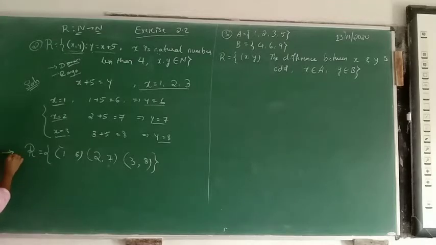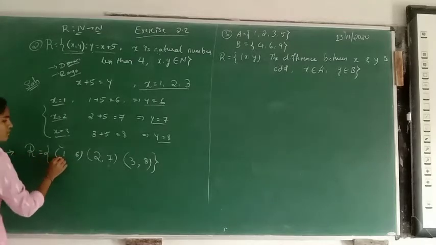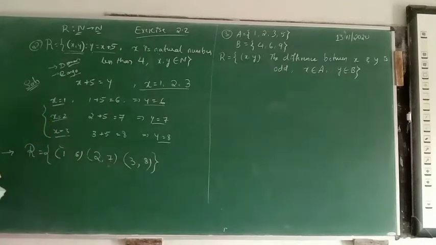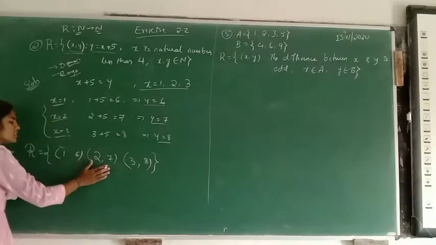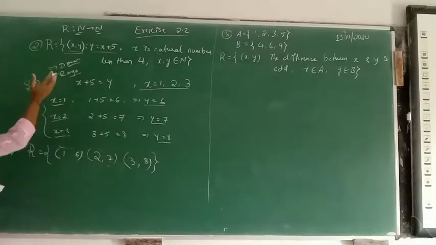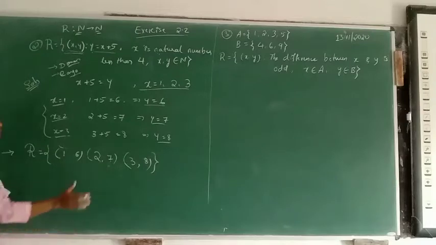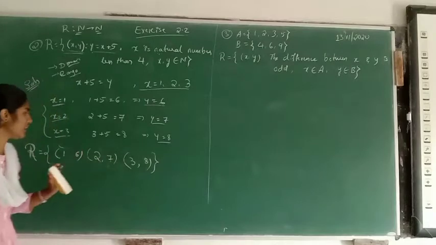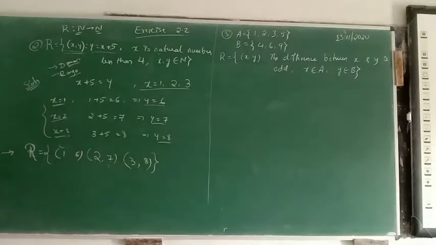So this is a relation that is the ordered pairs of 1, 6, 2, 7, 3, 8. What is the definition of a relation? A relation defined on a set A to B, or here on natural numbers N to N, is nothing but a subset of the Cartesian product. So this is the relation, equal to the ordered pairs of 1, 6, 2, 7 and 3, 8. So now we get the domain.